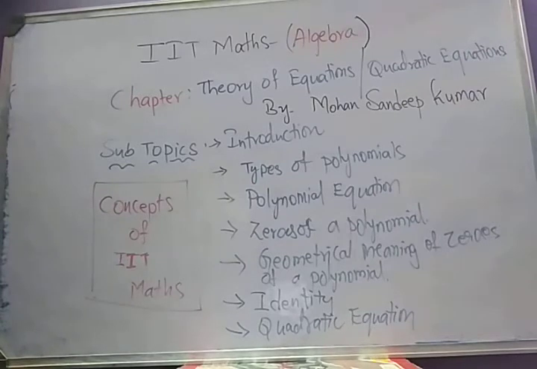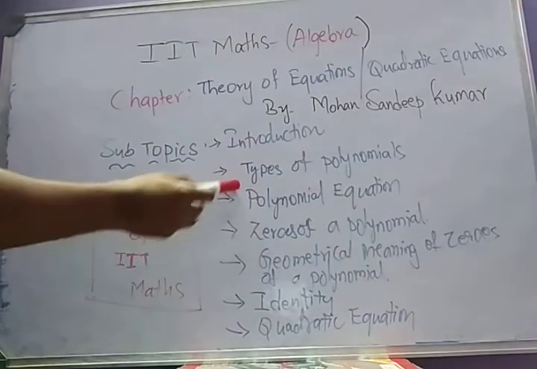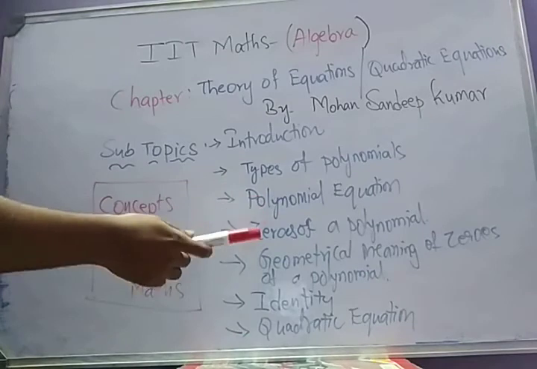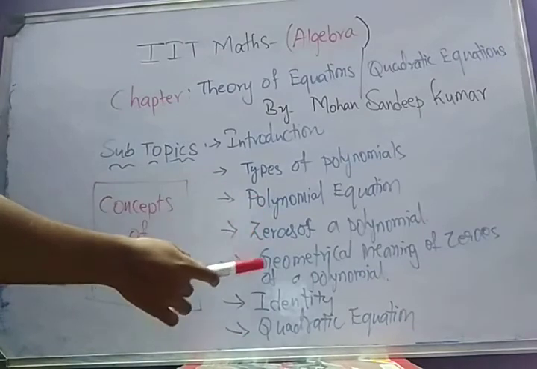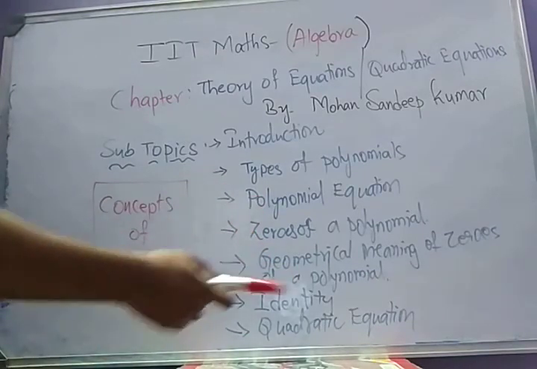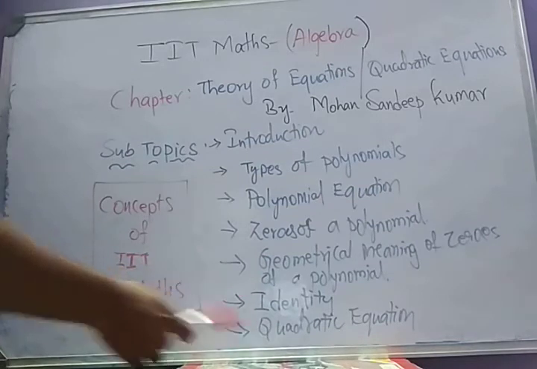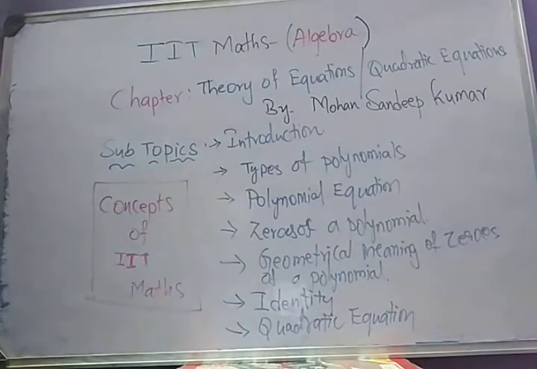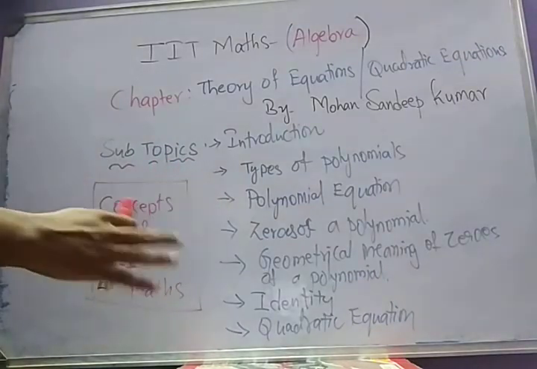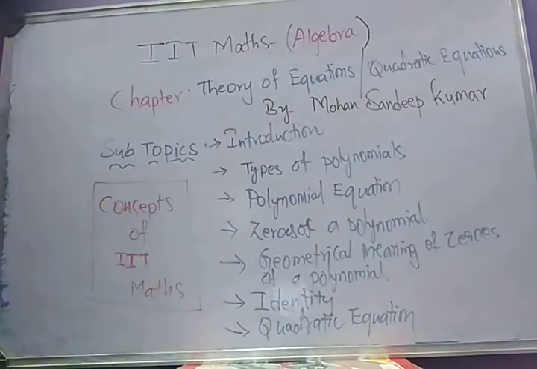So in today's class we will be looking into the introduction of theory of equations, then the types of polynomials, polynomial equations, zeros of a polynomial, geometrical meaning of zeros of a polynomial, and then identity, and finally we look into quadratic equation, introduction of quadratic equation. Most of the things that you have learned already in CBSE classes, so it's like a revision kind of thing, and of course it is basics of this particular chapter, theory of equations.